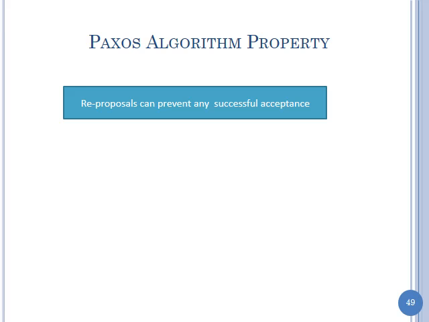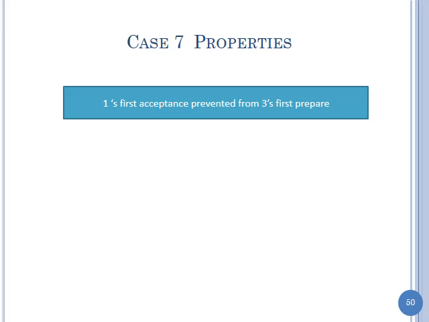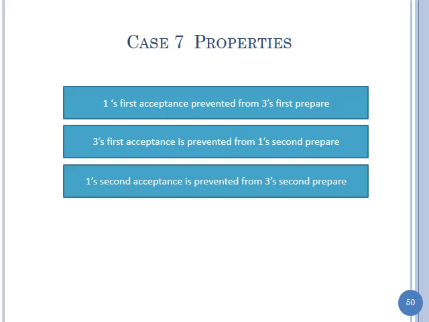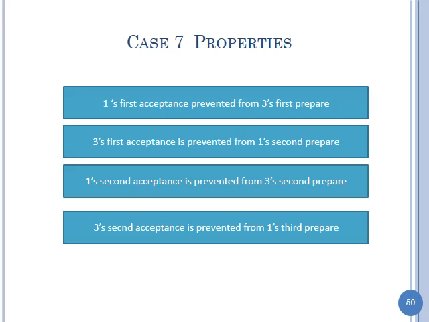Okay, finally we'll try to show that in Paxos you can have this livelock situation where reproposals can prevent any successful acceptance. So in Paxos, if you don't get an answer soon enough, you repropose your value. The properties we'll see here are that 1's first acceptance is prevented by 3's first prepare, because 3's first prepare occurs before 1's first acceptance. 3's first acceptance is prevented by 1's second prepare, which timed out. And then 1's second acceptance is prevented by 3's second prepare, and this goes on continuously.